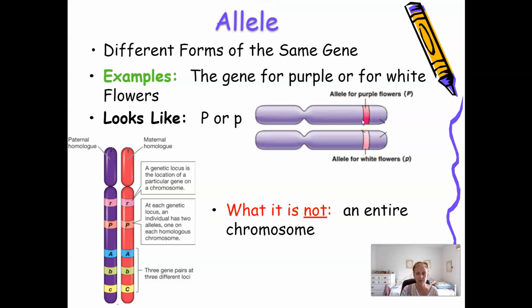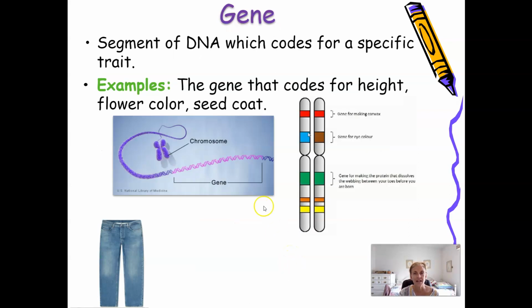The gene for height, tall or short. The gene for color, purple or white. The gene for eyesightedness, myopia, nearsighted, or perfect vision, emmetropia. Okay, a gene, so we're talking about alleles, which are different forms of genes. The gene is that individual section of DNA that codes for a specific trait. So it codes for seed color, flower color, height. Notice I'm being generic there. The allele would be the specific form of that gene, okay? So here we can see the gene for making earwax.